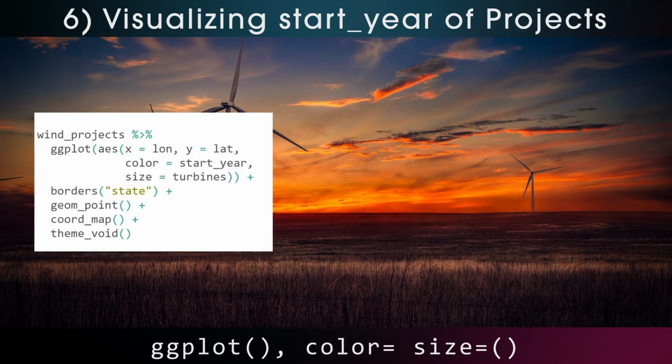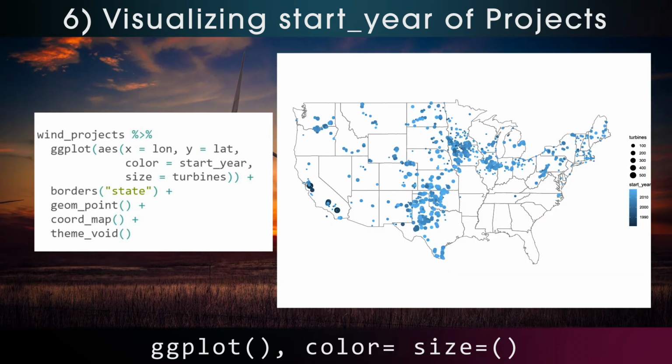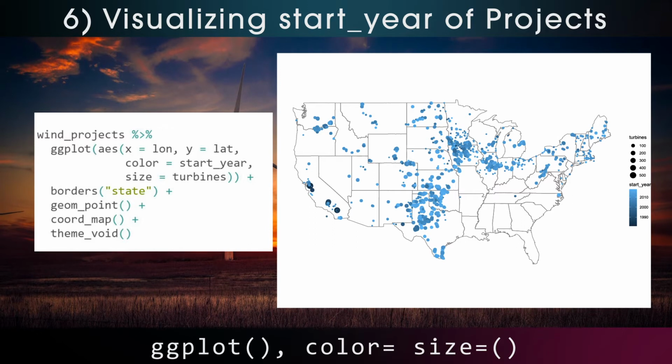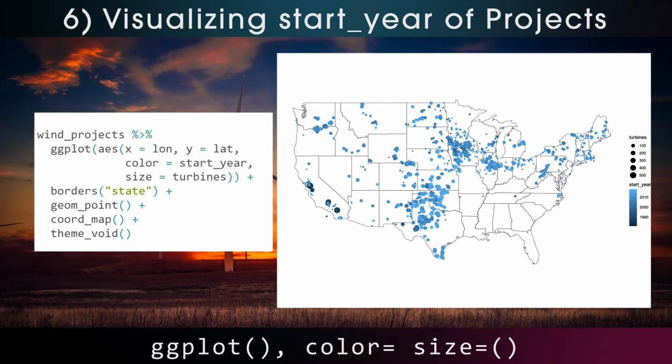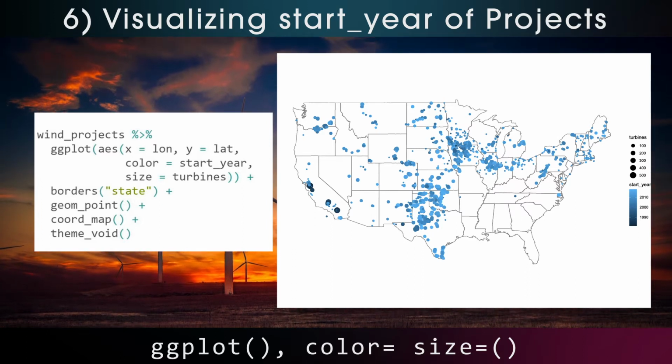On the map we keep size linked to turbines, but we can also set color to start year, which will color the circle in dark blue for old projects that you find mostly in California and bright blue for newer projects that can often be seen in the middle of the US.